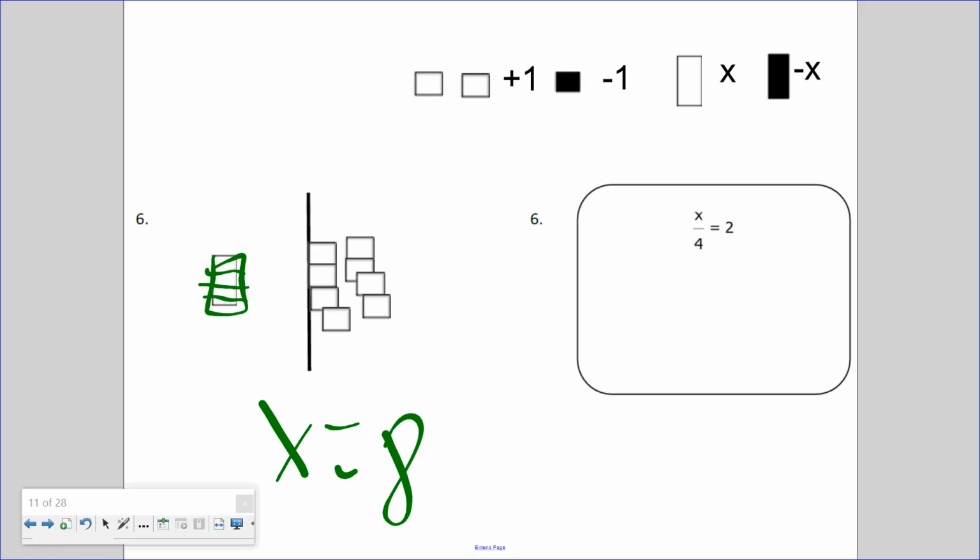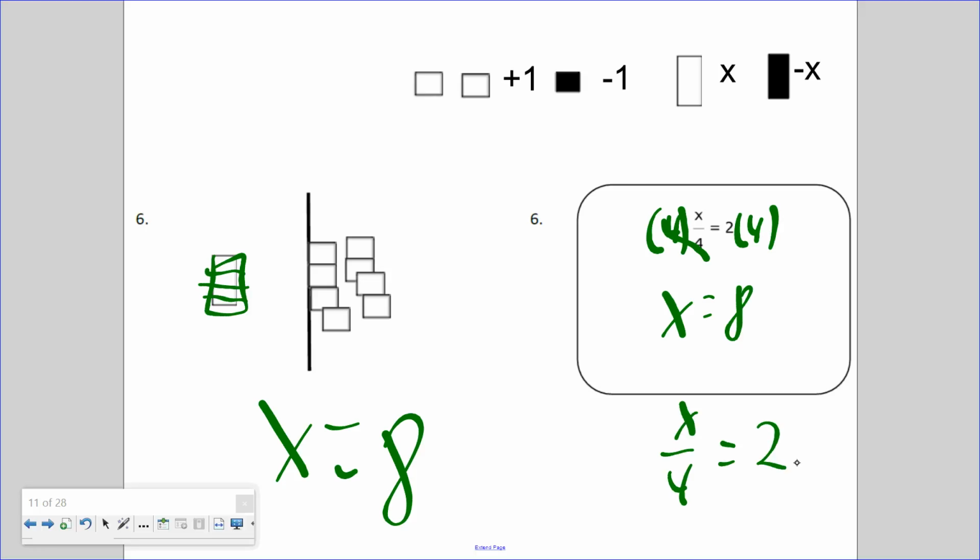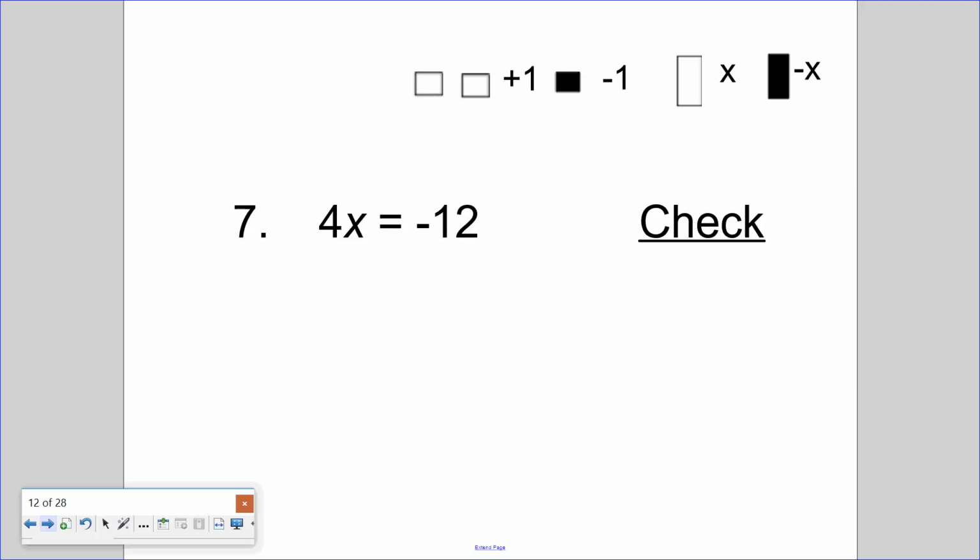Let's do it algebraically. I need to isolate x. What's the inverse operation? Multiply by 4. X equals 8. Again, I would like you to check your work. Substitute x with 8. 8 divided by 4 is 2. Check mark.